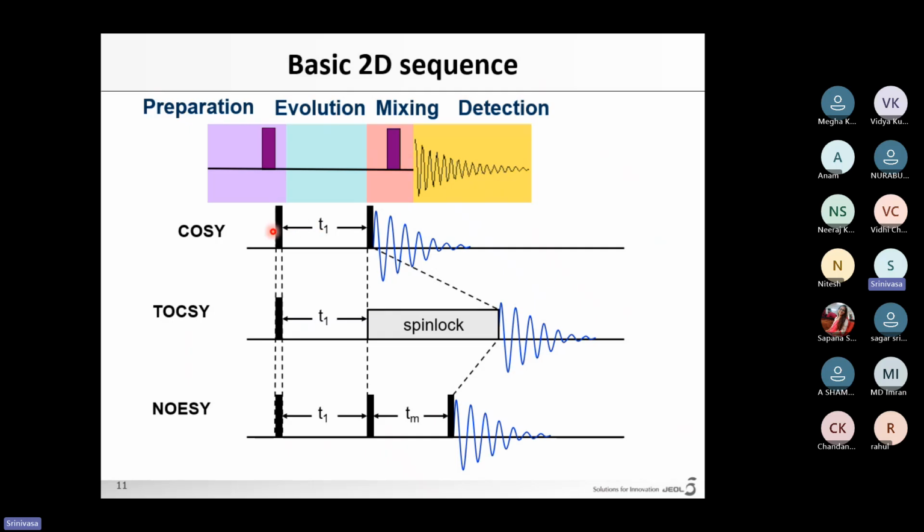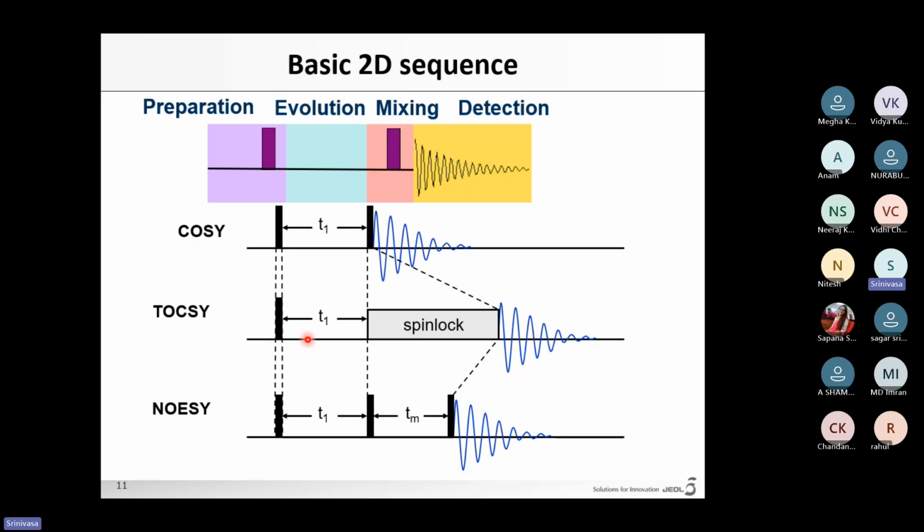Just an example, in the case of COSY NMR, you have one pulse at the beginning. This is considered the preparation pulse. Then we have a T1 delay where, based on the J couplings, there is a mixing of the magnetization and it transfers via the J coupling values. After that, there is a pulse. This pulse transfers whatever information is present in T1 into the direct dimension. So that's why it's a preparation or mixing pulse.